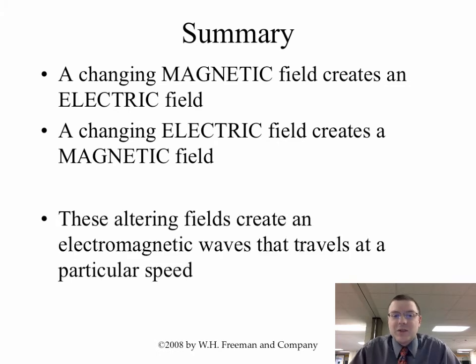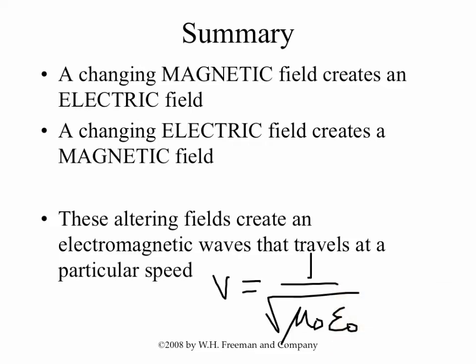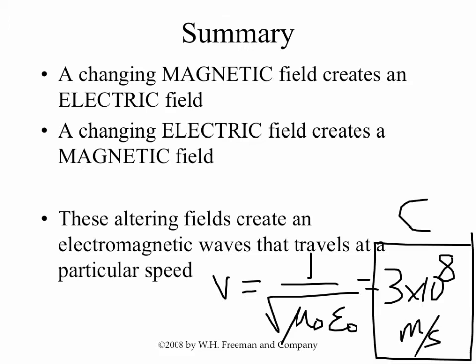Well, what Maxwell said was that these alternating fields, these changing fields back and forth, create an electromagnetic wave. And they create a wave that travels at one particular speed. When you solve for that speed, you get a value of 3 times 10 to the 8th meters per second, which is a very special speed that we've talked about many times in class before. This is the constant, the speed of light. So what Maxwell proved, using all 4 of those equations, was that changing magnetic fields create electric fields, and they travel at the speed of light. So light is nothing more than an electromagnetic wave.